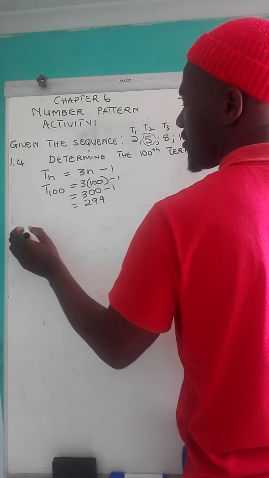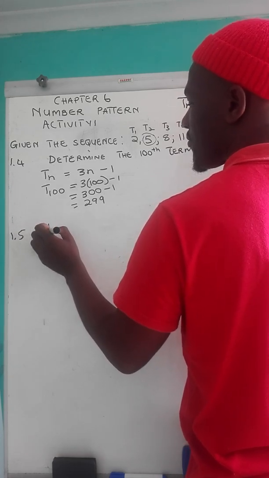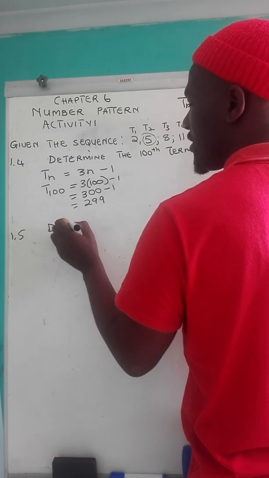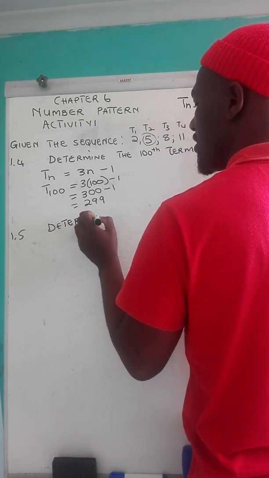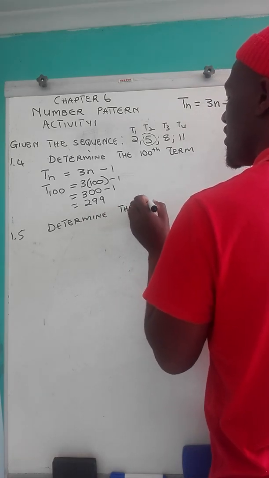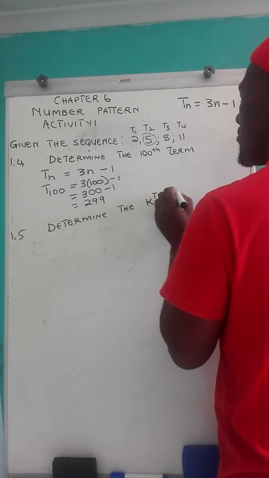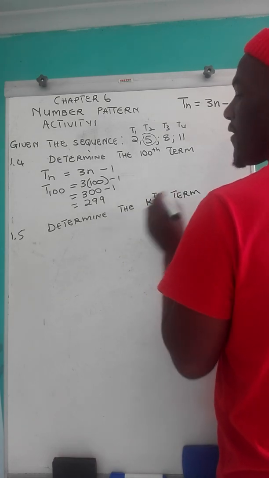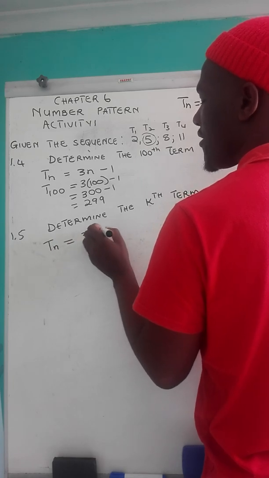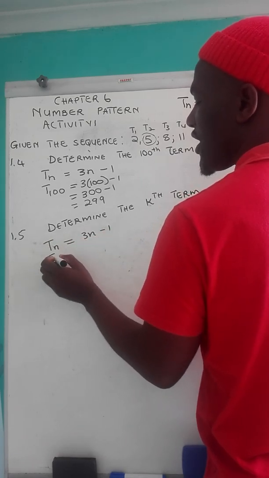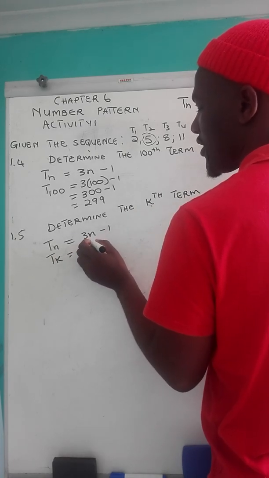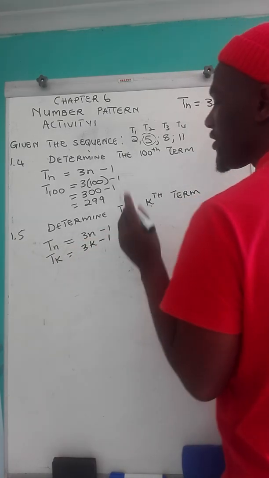1.5. Determine the kth term. The kth term will be T. You have Tn is equal to 3n minus 1. When you see n, you substitute k because you want the kth term. 3k minus 1. That is the answer.